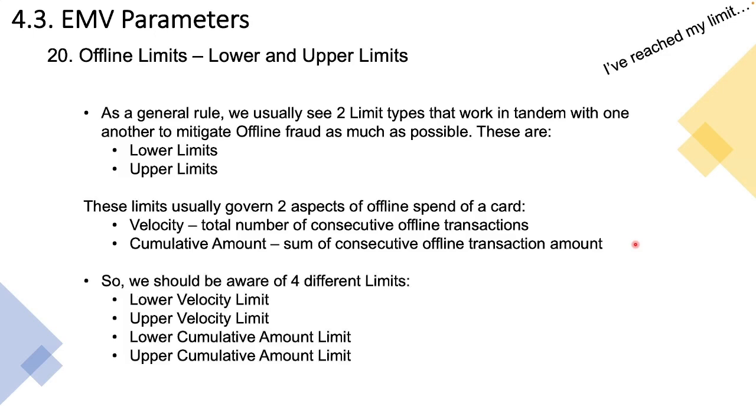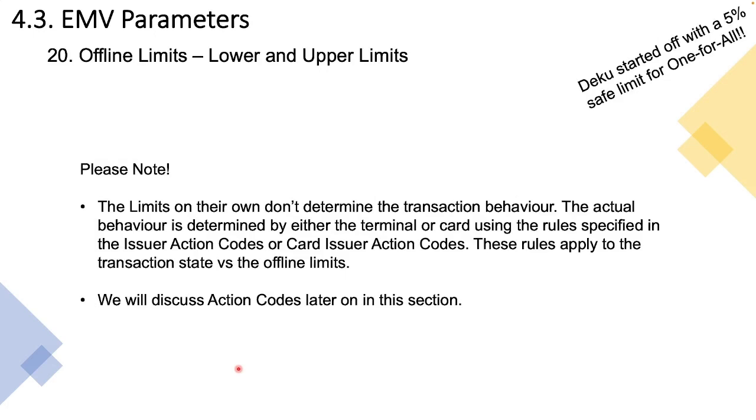Okay, so let's further break this down, right? So what we actually should be aware of are 4 different limits: a lower velocity limit, and an upper velocity limit, and then a lower cumulative amount limit, and an upper cumulative amount limit. And I mean, most of the offline limits will fall more or less within these definitions, right?